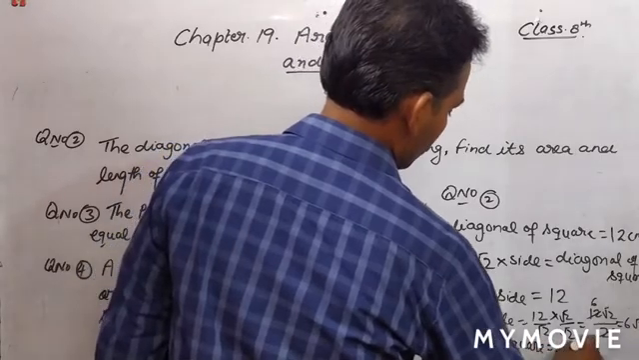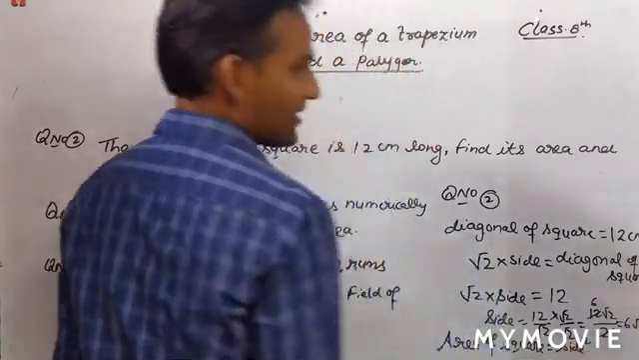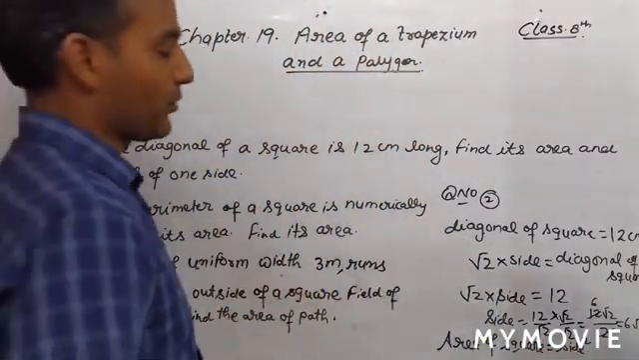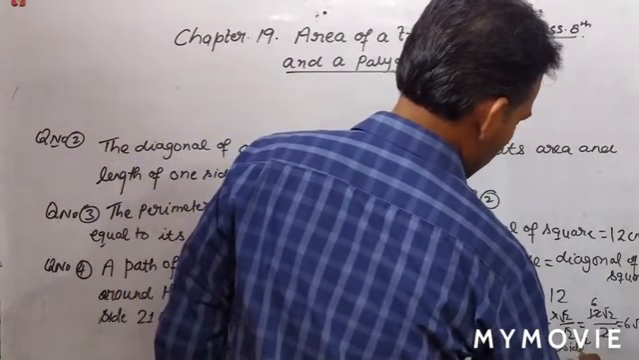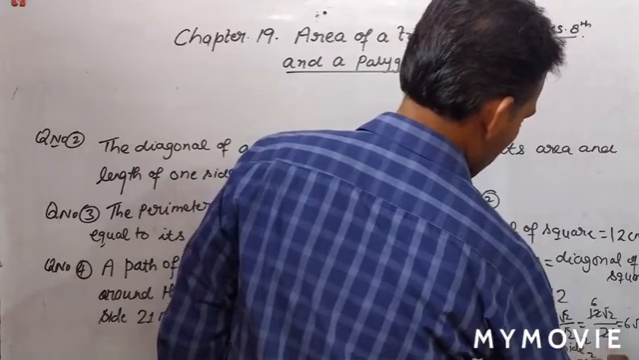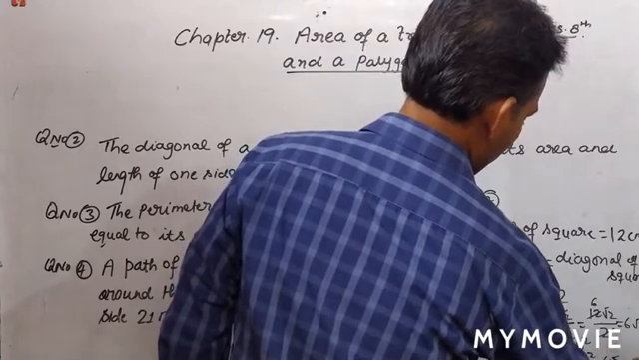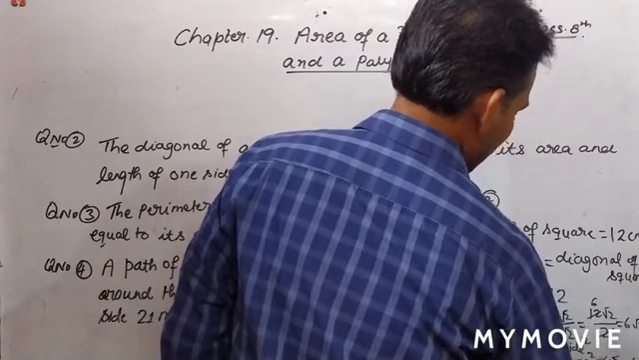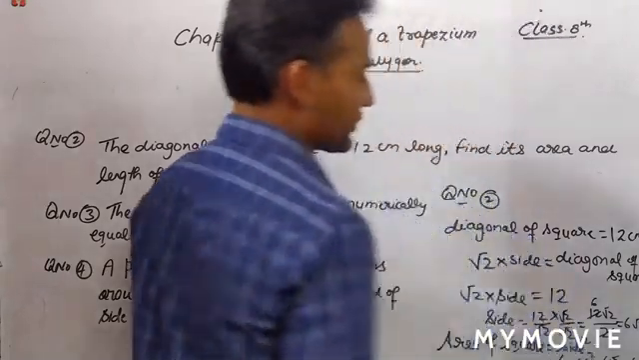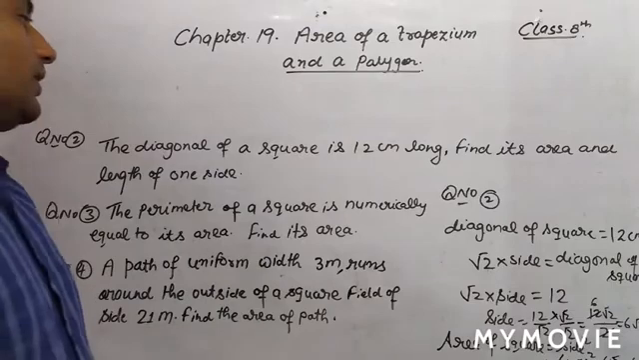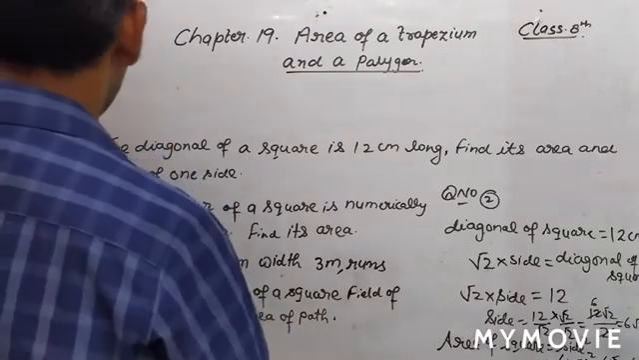is side square. Formulas play a very important role in this chapter. Okay, you should have the knowledge of formulas, then only you can solve. Side square means 6 under root 2 square, that is 6 under root 2 multiplied by 6 under root 2. 6 6 are 36 multiplied by 2, that is 72 centimeter square will be the area of the square. Okay. Now, third question.